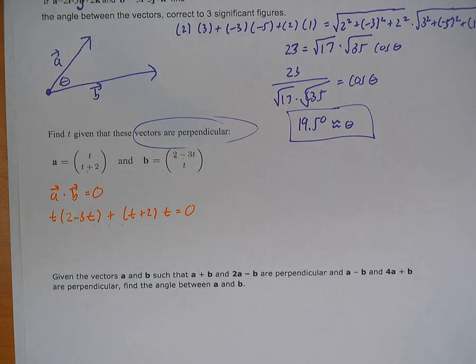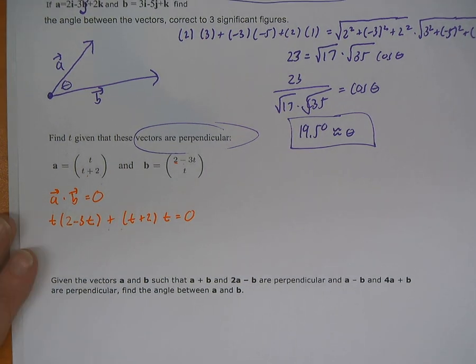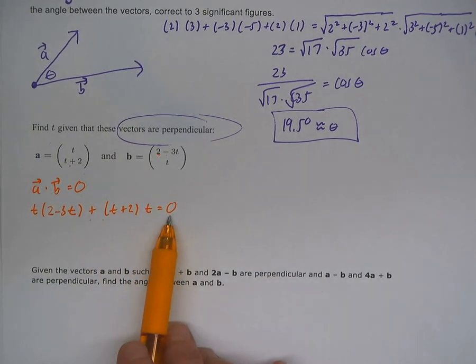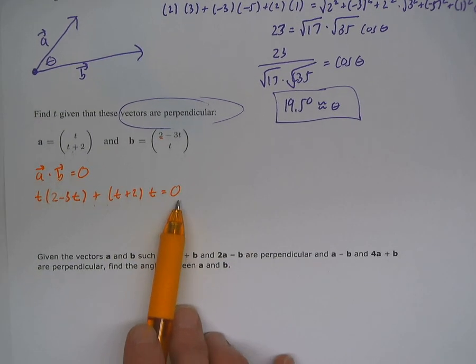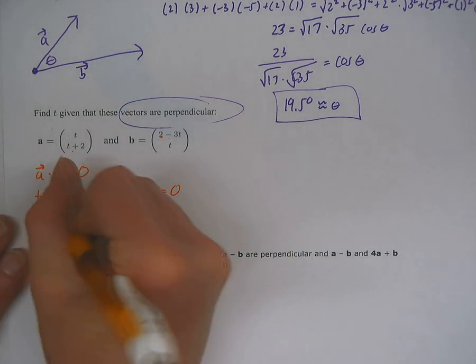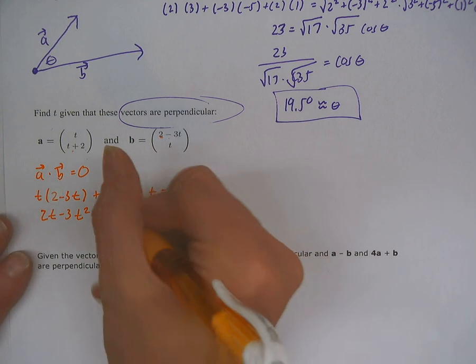Why am I not using the geometric thing here? Well, because I don't really need that part of it. I really only need to use both of these if it says find the angle between. Here they give me that it's perpendicular, so I know the dot product is 0. So now I just work this out, and I'm going to do a little algebra to get to the value of t.